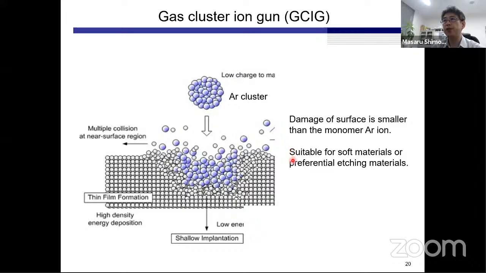So this is very suitable for soft materials or preferential etching materials. For example, some metal oxides are very well-known preferential etching materials. If we use an argon monomer etching system, then oxygen is always preferentially removed from the surface rather than the metal ion. In the case of heavy metal ions, the tendency is more severe. So in that case, this argon cluster etching is very effective. And also organic material is very fragile. So this GCIG is very important.